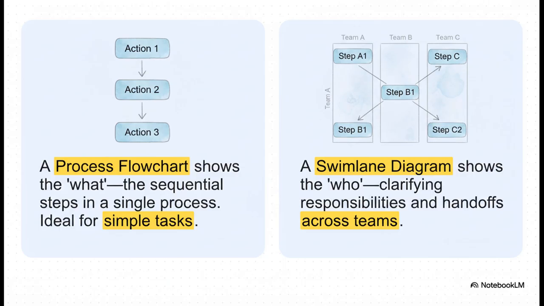Okay, and this slide shows you just how flexible these things can be. A standard process flowchart, over on the left, is perfect for showing the what, the actual steps in a task. But what if you have a bunch of different people or teams involved? Well, then you can use a swim lane diagram, like the one on the right. It neatly divides the chart into lanes, showing you exactly who is responsible for each step. This is absolutely critical for making sure things get handed off correctly and don't fall through the cracks.